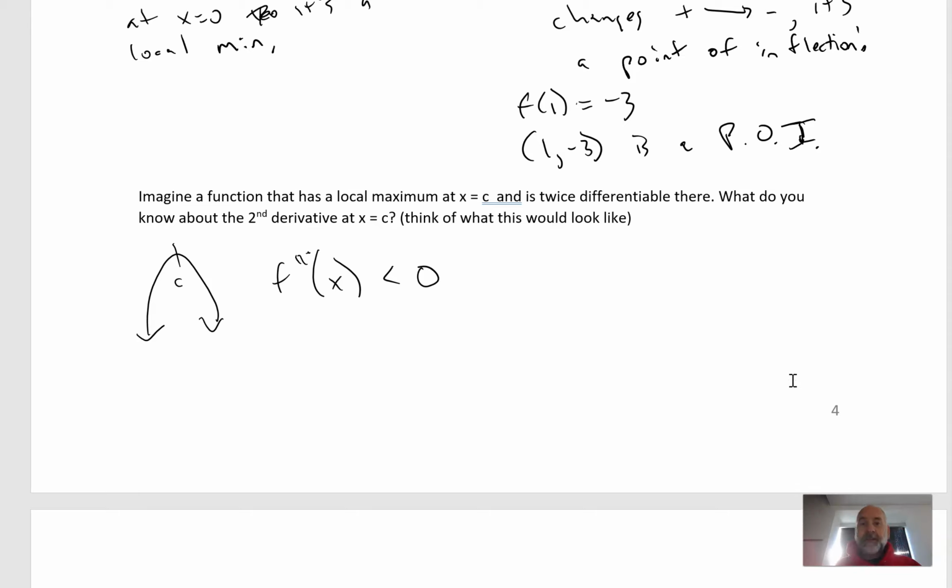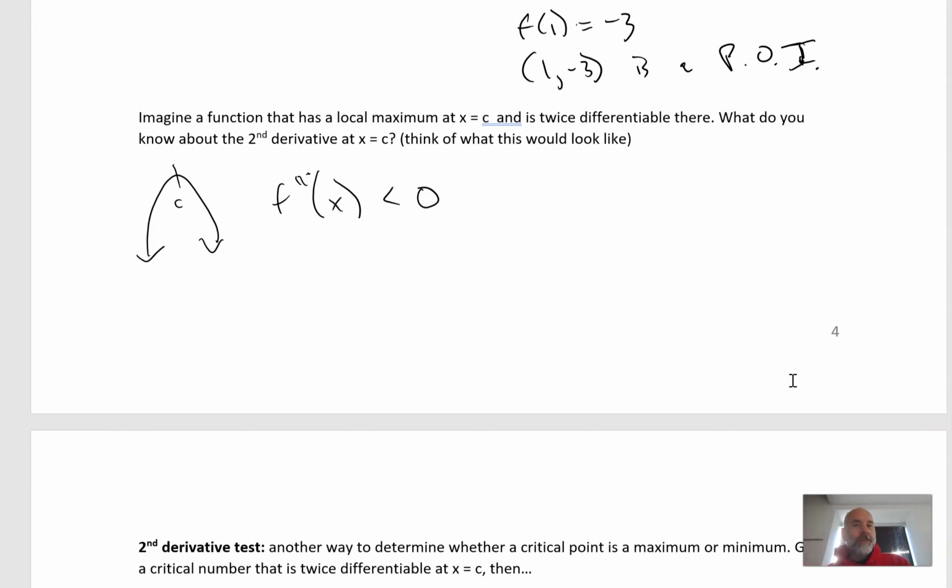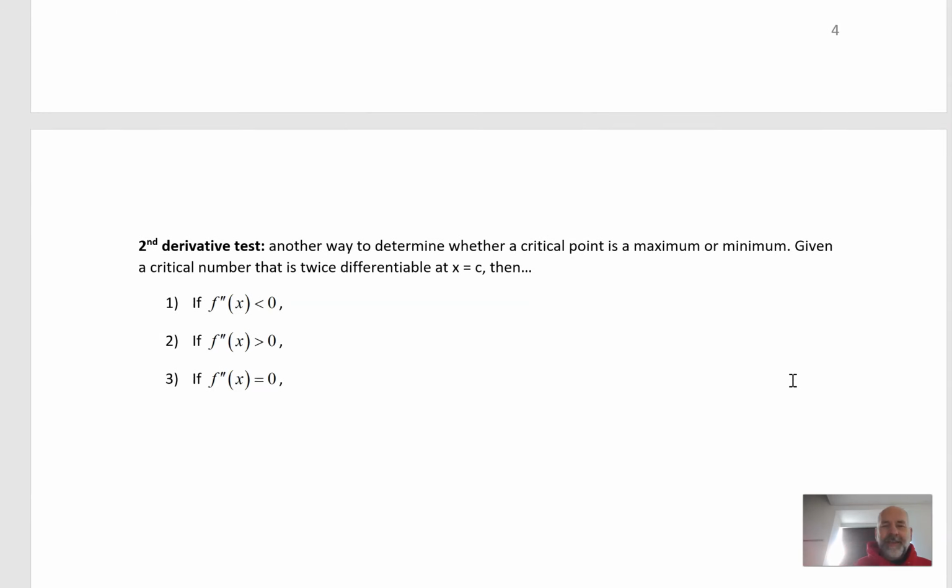And that's the idea of the second derivative test, but there's a catch. Watch it right here. The second derivative test is another way to determine whether a critical point is a maximum or minimum. Remember the first derivative test? I've got a critical number. Is it a min? Is it a max? Is it neither? The second derivative test is just another way of finding this. So given a critical number, and it's twice differentiable, I can find the second derivative.